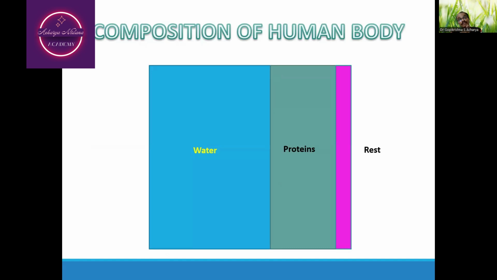When you think about 3/4 of the solid portions, nearly 25 to 26% is considered to be proteins. That means all the enzymes, all the hormones, all the inflammatory markers, etc., are nothing but proteins. Whereas other aspects may be considered to be either minerals or carbohydrates, etc. They come under the rest category. So the human body mainly consists of water and proteins.